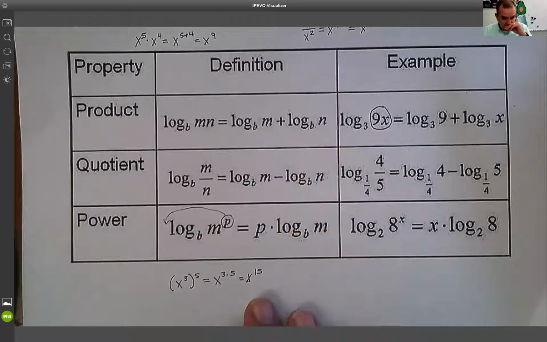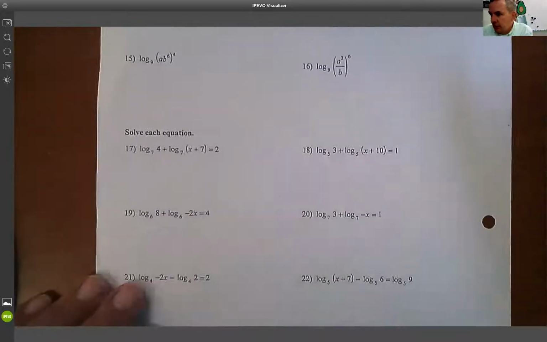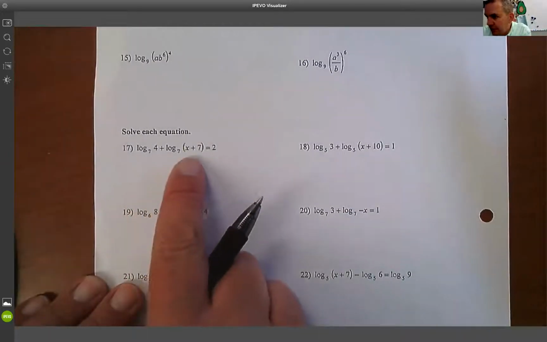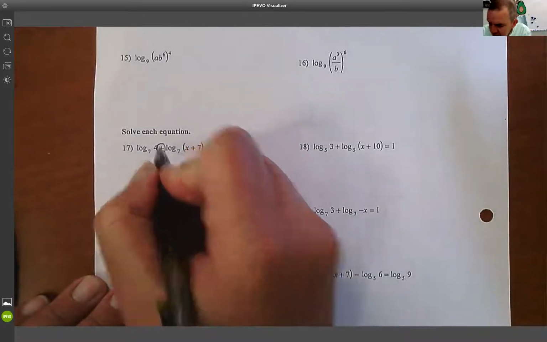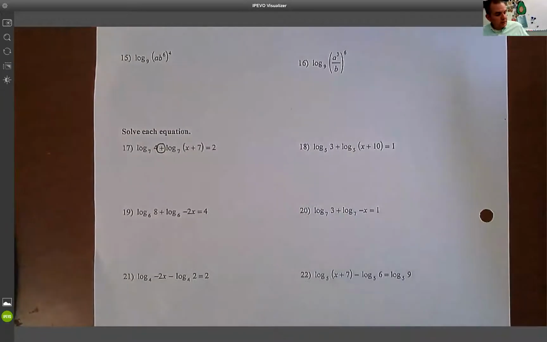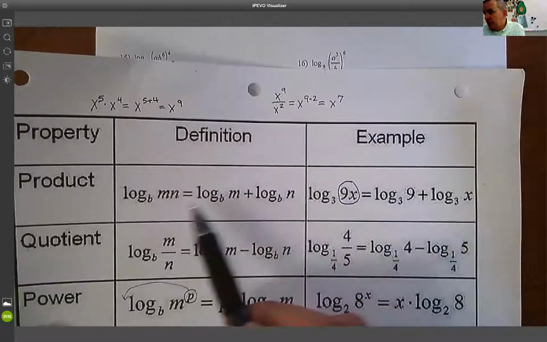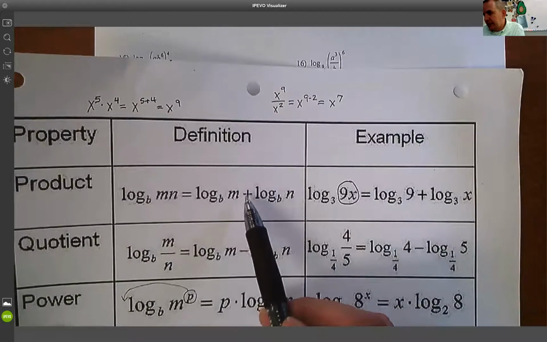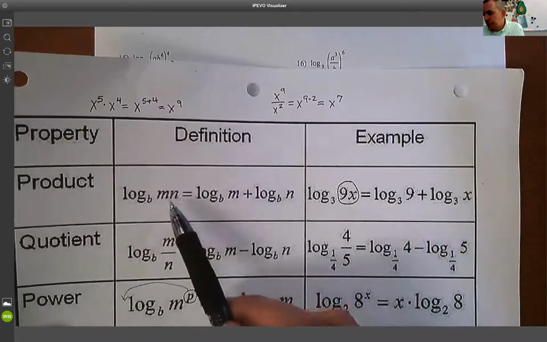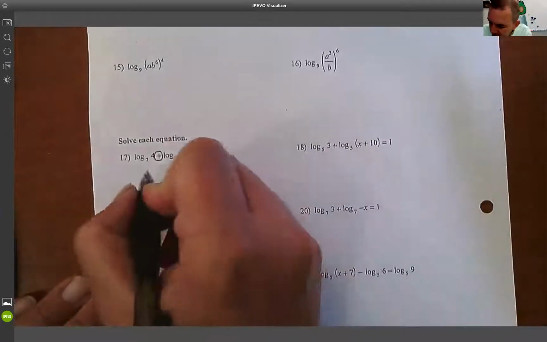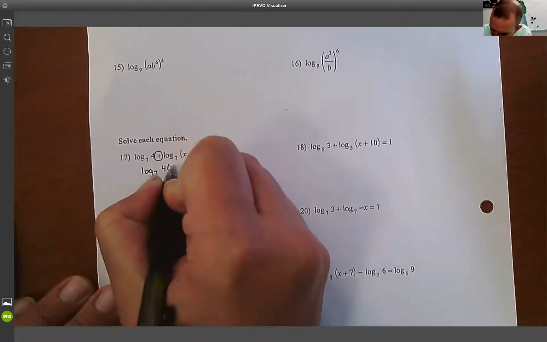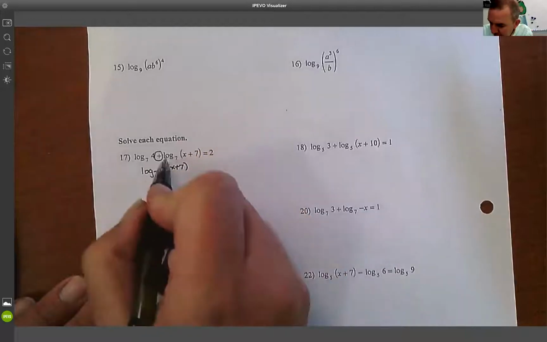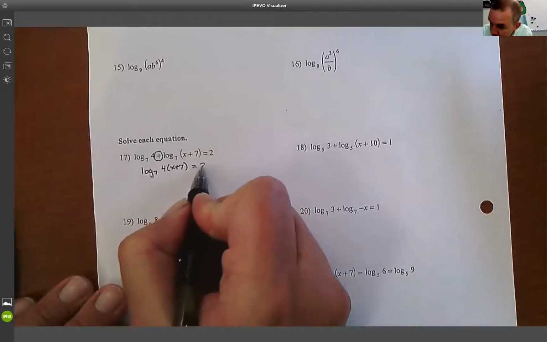So let me do a couple just to show you what we did. We had these equations: log base 7 of 4 plus log base 7 of x plus 7 equals 2. There's an addition in there, a plus, so we're abiding by this rule: we can turn the two pieces into one piece with a multiplication. So this becomes log base 7 of 4 times x plus 7, brought back together with the multiplication, equals 2.